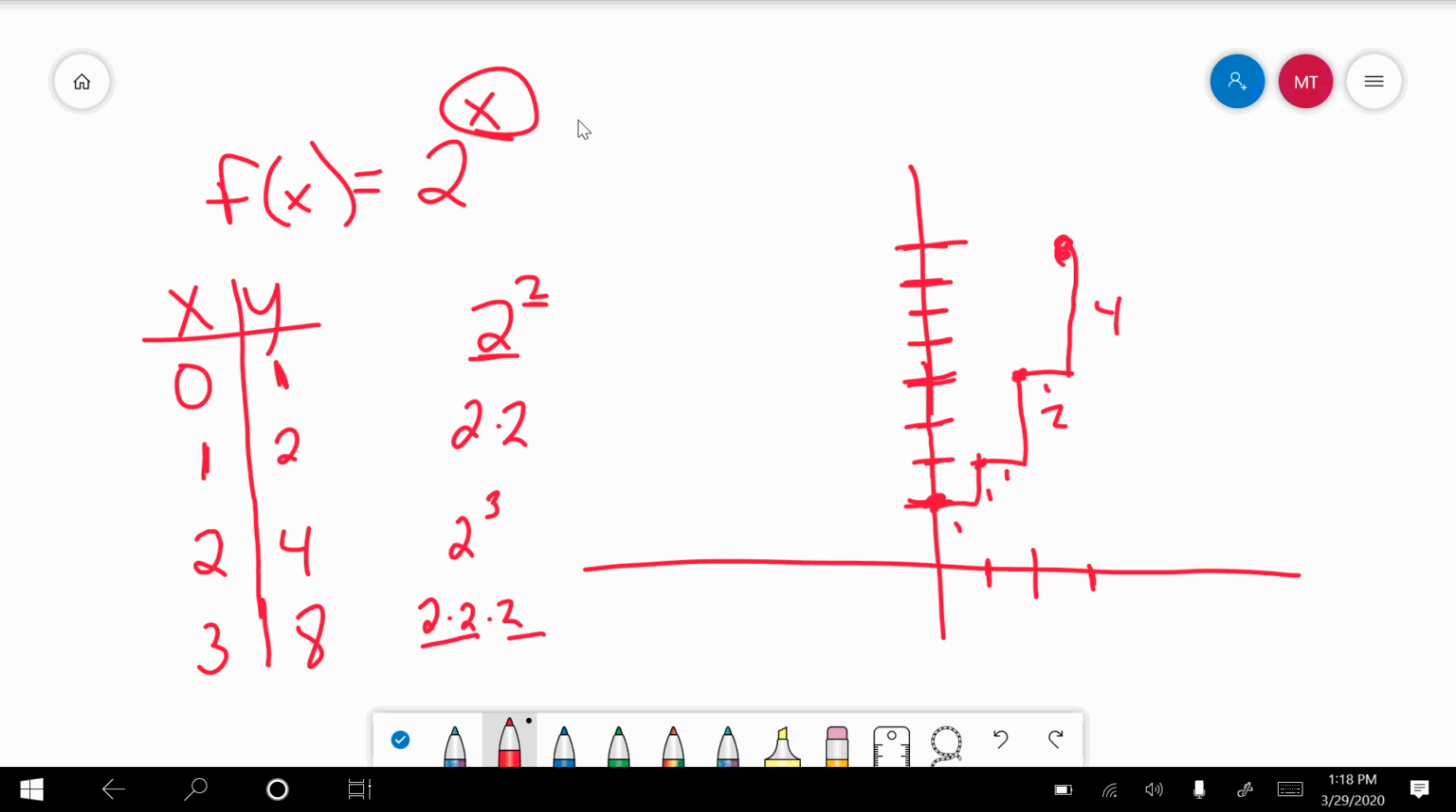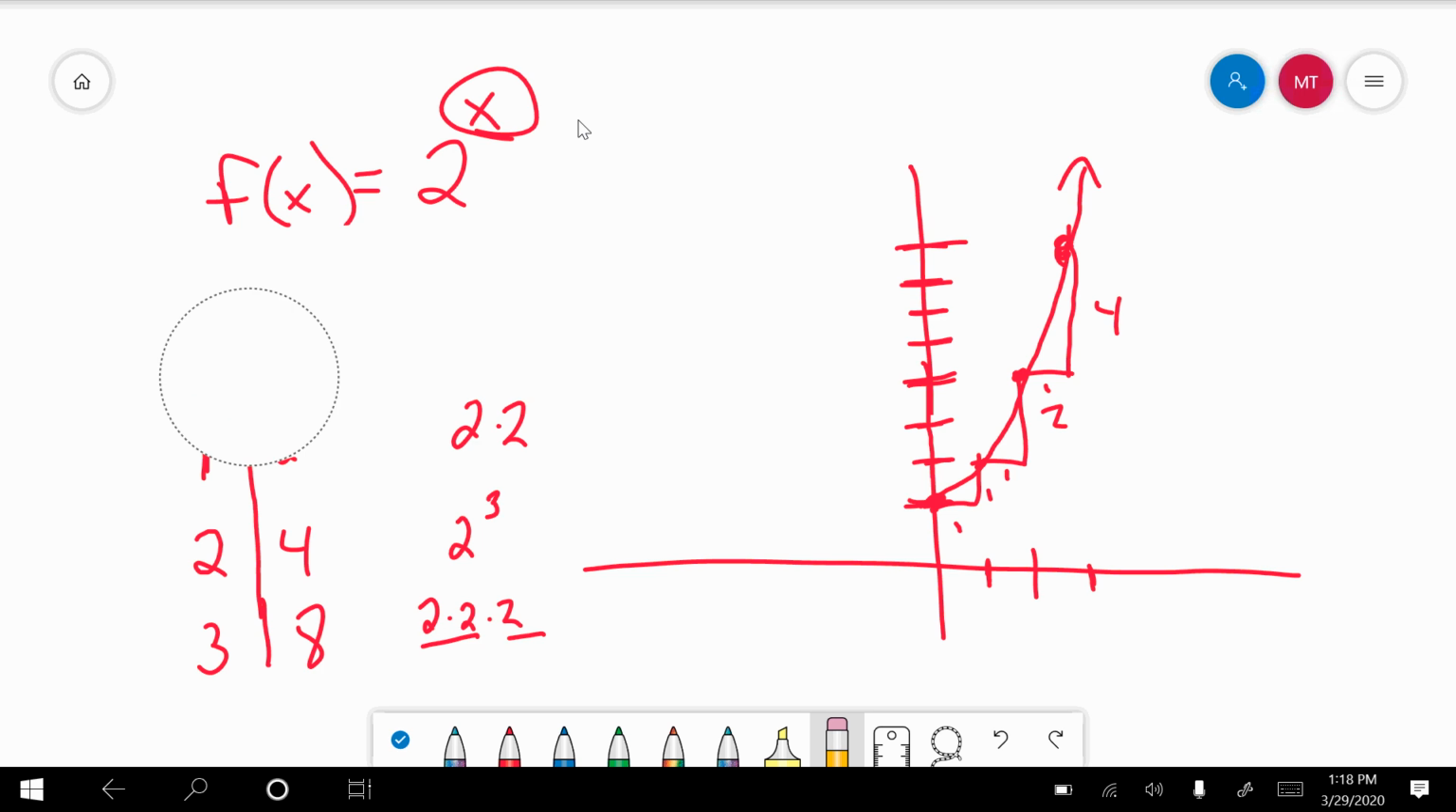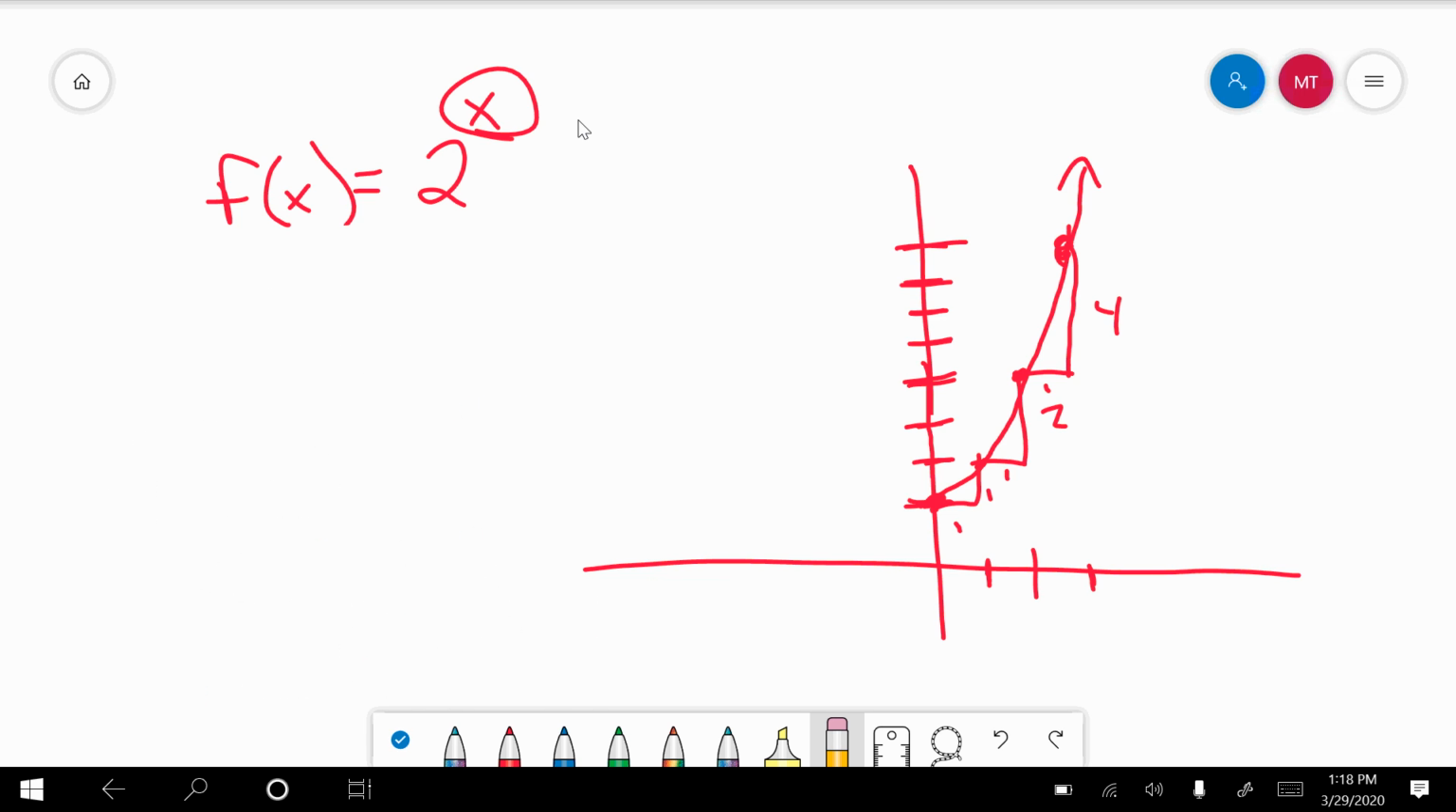Hopefully you're starting to see a little pattern, and you'll notice that this thing is starting to curve, and it's going to jump. It's going to skyrocket here very soon. So that's the right side, and that's what it's going to kind of look like. So I'm going to erase this and start on my left side.